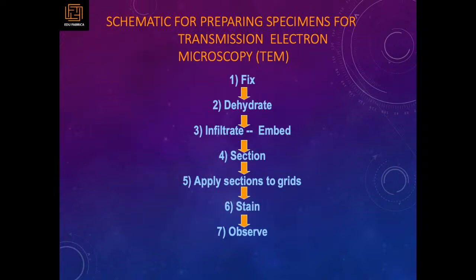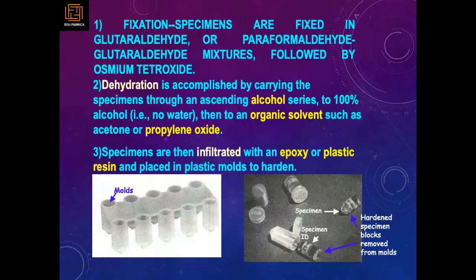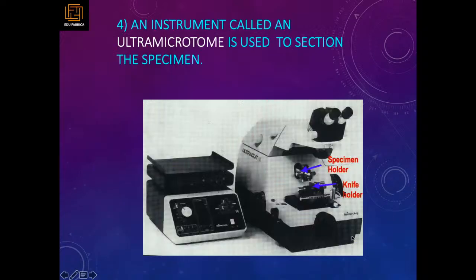And for the transmission electron microscope, it's also the same. You dehydrate, infiltrate, section, apply sections to grids, then you stain, and then you observe them. In fixation, we do the same: paraformaldehyde, glutaraldehyde. For dehydration, same method: alcohol series, then organic solvent. For infiltration, we use epoxy or plastic resins placed in plastic molds to harden. In these molds, we put our specimens, and blocks are removed from the molds later on.